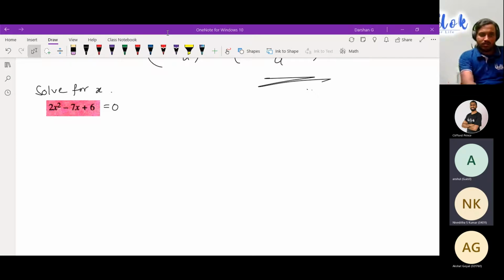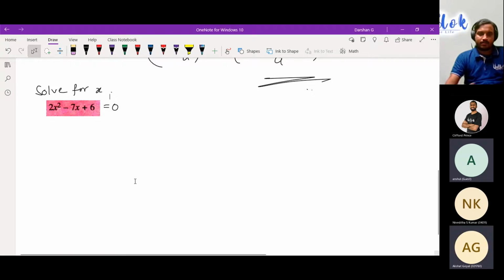So x is equal to 3 by 2. Same answer. Sir, won't x have two values over here? Yeah, it should have two values. Whenever it tells square, it should have two values. So could you guys split the middle term? Yes, sir. What was the answer?